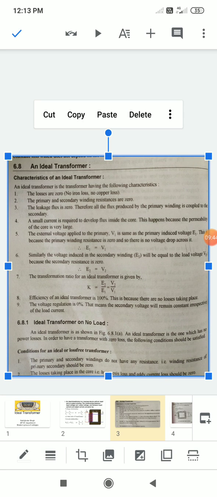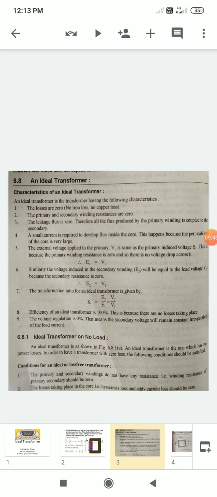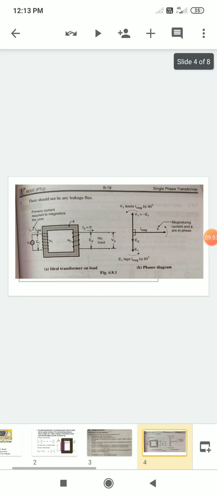Secondly, the loss taking place in the core, hysteresis loss and eddy current loss, should be zero. We discussed that in our previous lecture: there must be some hysteresis losses and eddy current losses because of flux leakage. But in the ideal transformer this case is eliminated, meaning there is no loss in the transformer.